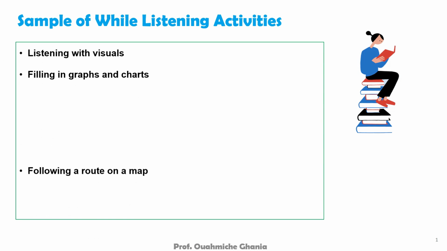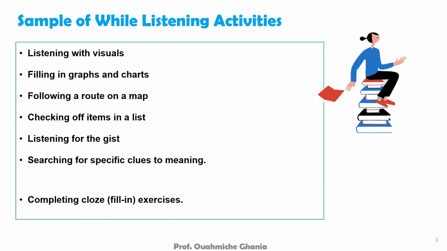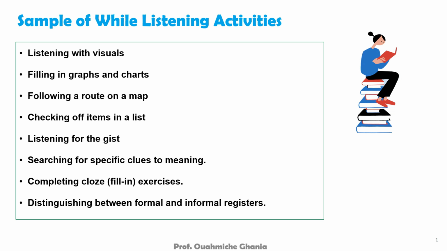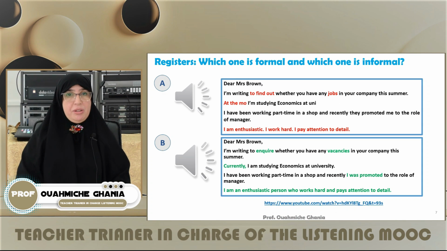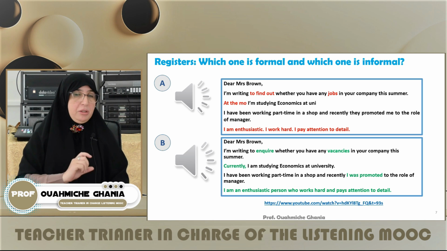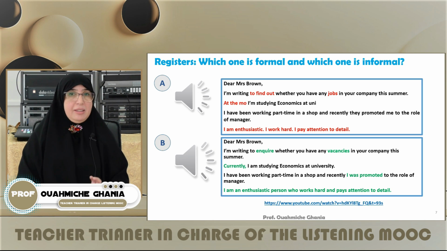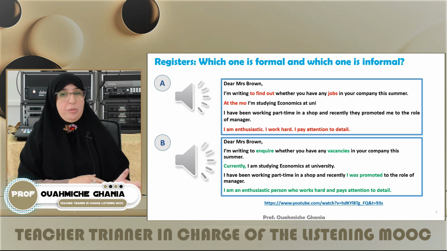Listening activities can include listening with visuals, filling in graphs and charts, following a route on a map, checking off items in a list, listening for the gist, searching for specific clues to meanings, completing cloze exercises, and distinguishing between formal and informal registers. Let's focus on the last point, which is based on registers. You're going to listen to audios and decide which one is formal and which one is informal. Let's start with the first one.